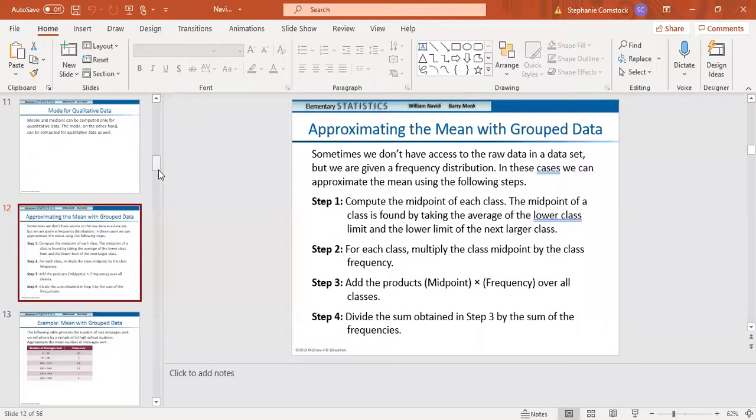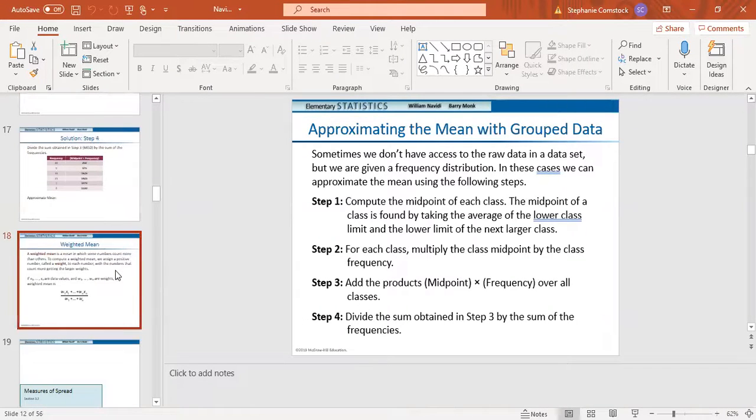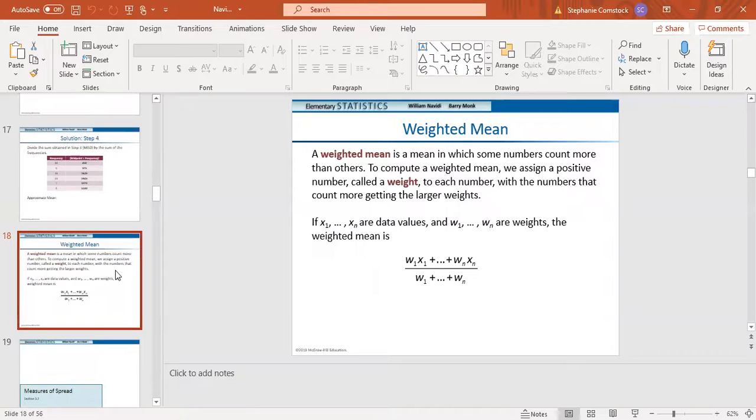So I'm going to slide past a few of these slides because this was an example that they were doing that was the same process, kind of going step by step. We're going to talk about a weighted mean. Now, we see weighted means in a couple of different aspects, or in 2 different main styles.